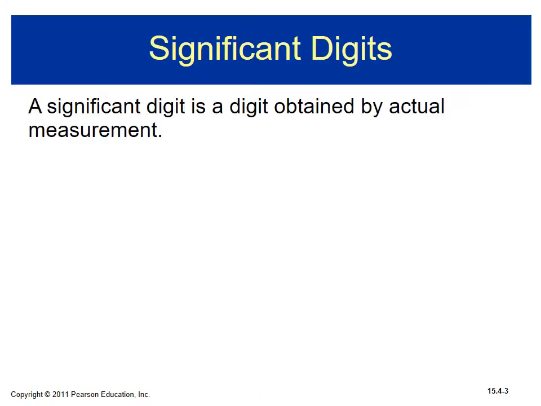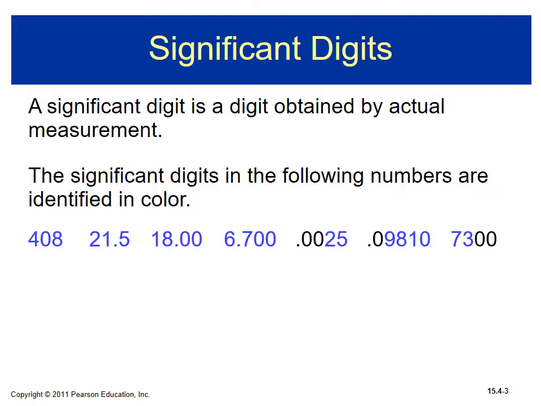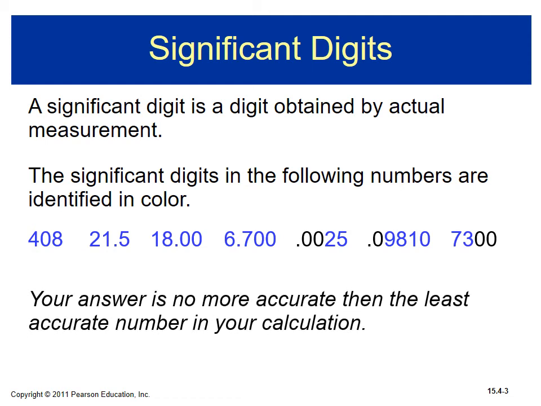Okay, so a significant digit is a digit obtained by actual measurement. So the significant digits in the following numbers are identified in the color blue. Those will be examples of digits or numbers that we collected in data based upon the measurements that are done. And this is something that's in italics, so there's a reason for that. It's important. Your answer is no more accurate than the least accurate number in your calculation.